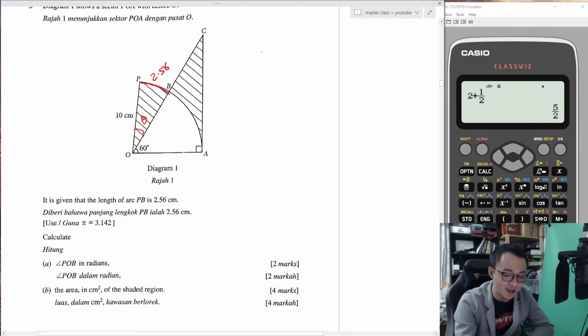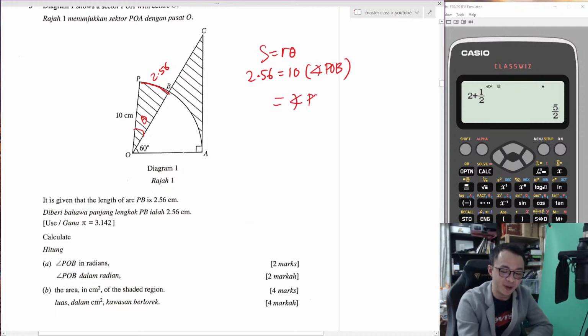So basically, s equals r theta. s is the arc length, 2.56. r is the radius, 10. Theta is the angle we want to find, which is POB. Therefore, angle POB will be 2.56 divided by 10, which is 0.256 radian. Quite easy, just substitute into it.